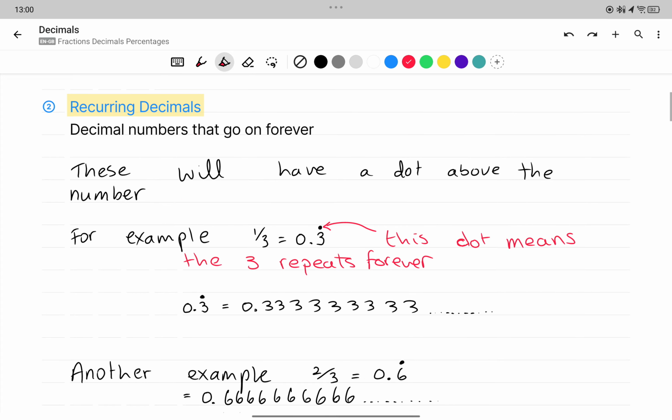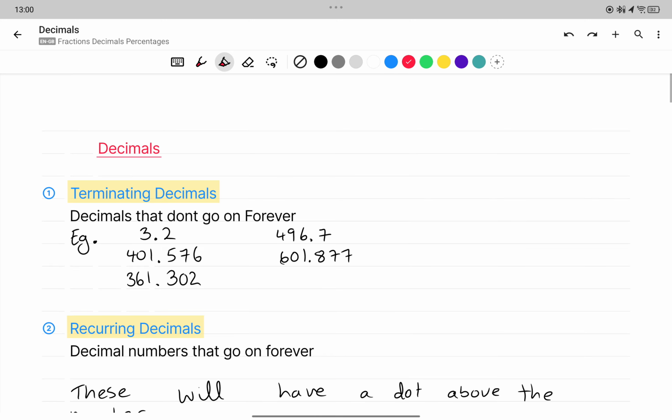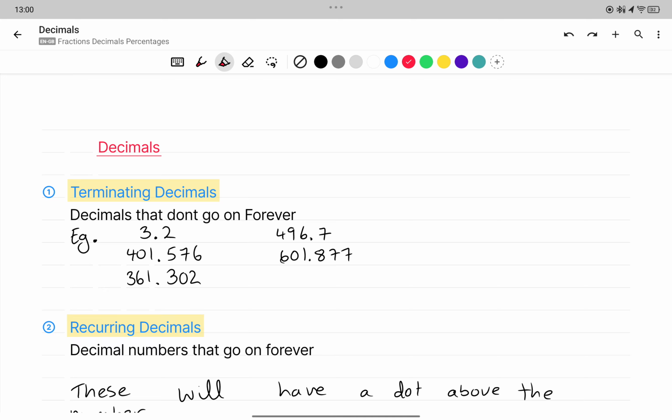And I'd like if you guys wrote all these notes onto your copybooks. So decimals, and if we add today's date as well, which is the 29th of January.